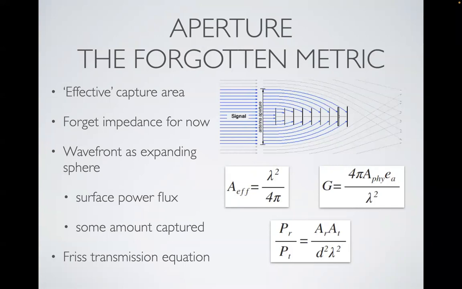You can think of a wavefront as an expanding sphere, and you're trying to capture a chunk of that expanding sphere into your antenna and figure out what the power flux is through that opening. And so you get a few equations around that that can help you calculate things. The most interesting one out of all that is what's called the Friis transmission equation. That's a really useful equation if you're trying to build a contest station with multiple operators.